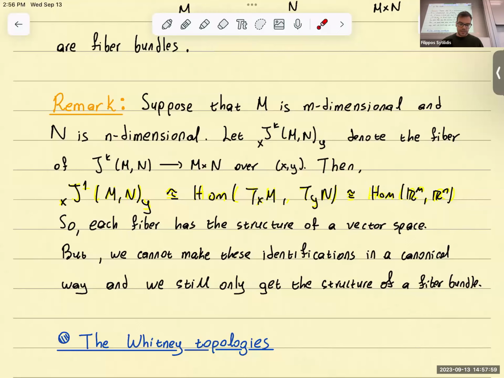I think all I'm trying to say is that when I'm writing down these identifications, I can do them over a point. I can't do them canonically. Okay. Over a chart. I see. So that's the source of the problem here, as I understand it.